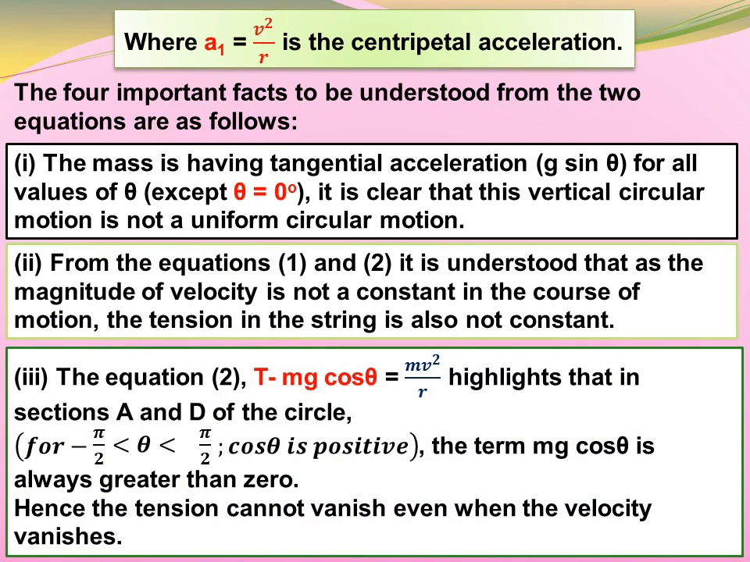Third important fact is from equation 2. T minus mg cos theta is equal to m v square by r highlights that in sections A and D of the circle, for minus pi by 2 less than theta less than pi by 2, cos theta is positive. The term mg cos theta is always greater than 0. Hence, the tension cannot vanish even when the velocity vanishes.